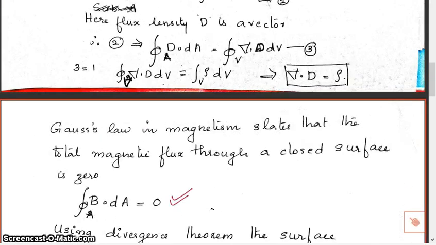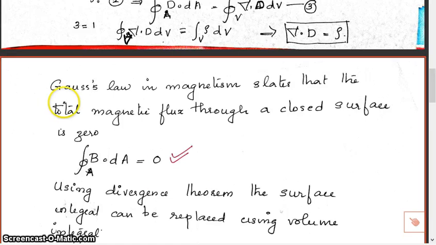Next, Gauss law in magnetism states that the total magnetic flux through a closed surface is equal to 0. This is how we mathematically represent it: the closed surface integral of B dot dA is equal to 0, where B is the magnetic flux density.